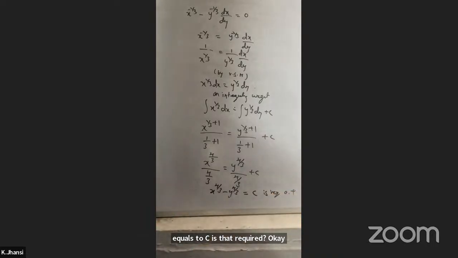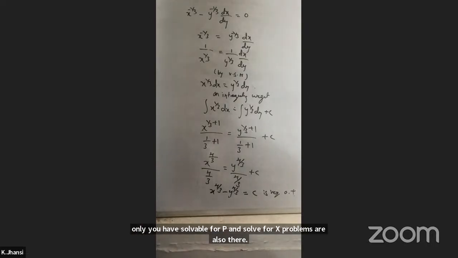Orthogonal trajectory of the given curve. Okay, so this is the procedure to find the orthogonal trajectories. Even simple problems are there, and somewhat complicated ones also. So try to solve those problems. In OT, you also have problems solvable for p and solvable for x. Those are almost always what they give for the 5 marks questions. Okay, try to solve that one.